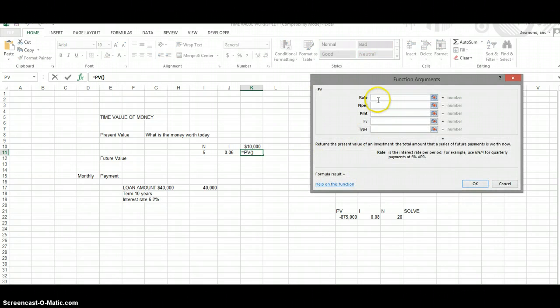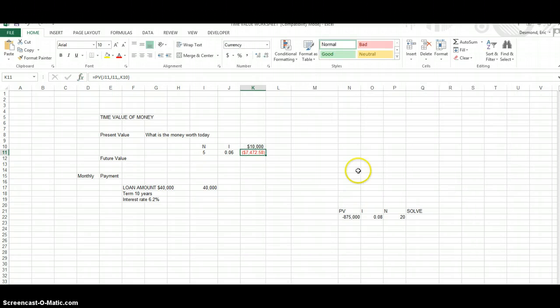Now you have to come up with the rate: 6% rate, number of periods, 5 years, and the future value amount is $10,000. So if you took that arrangement, that deal, it would be worth $7,472.58 today.